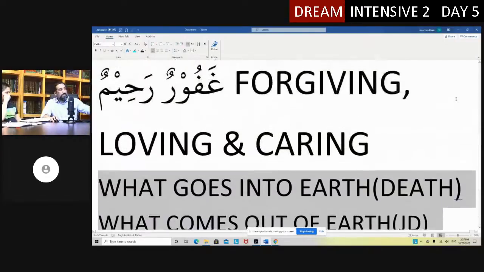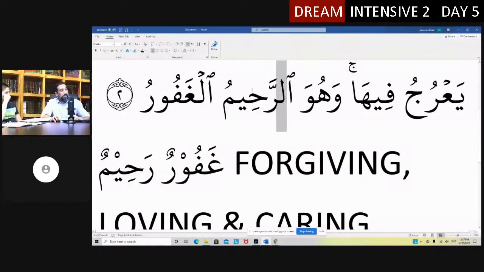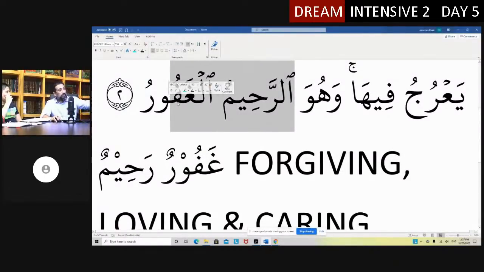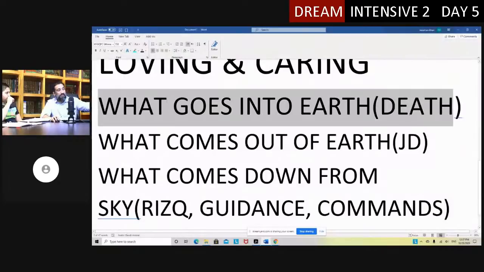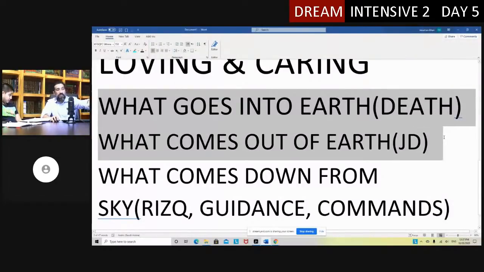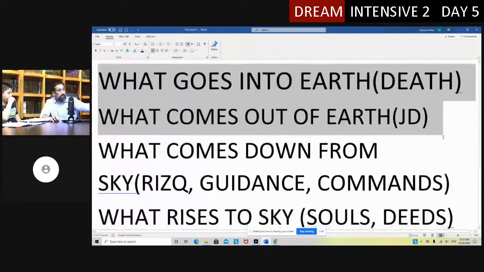Forgiveness. Allah says in this ayah uniquely, وَهُوَ الرَّحِيمُ الْغَفُورُ. His loving care is mentioned first, and his forgiveness is mentioned second. And notice the subject matter. What needs love and care is mentioned first. What needs forgiveness is mentioned second. Now come again.